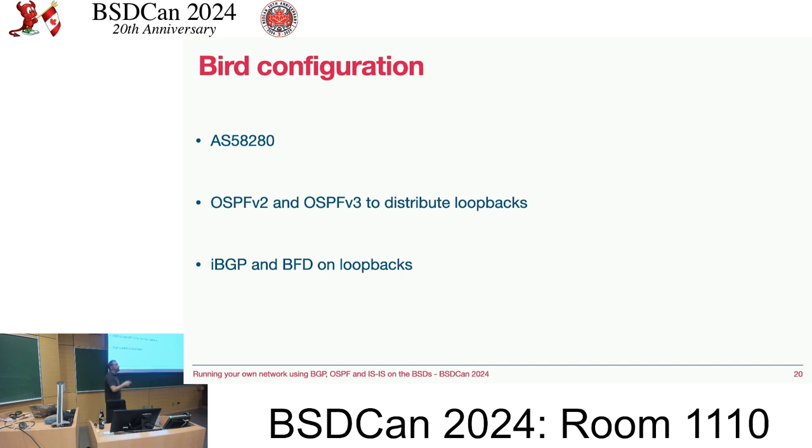I'm just relaying a question from IRC. Question regarding BERT 2 features. Did you try Babel and its RTT-based link costs?